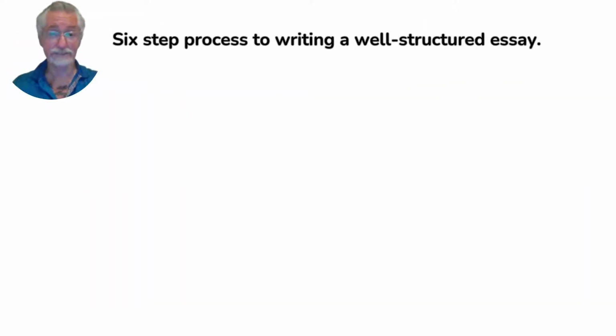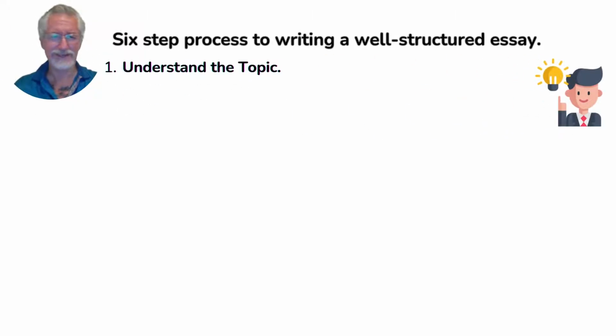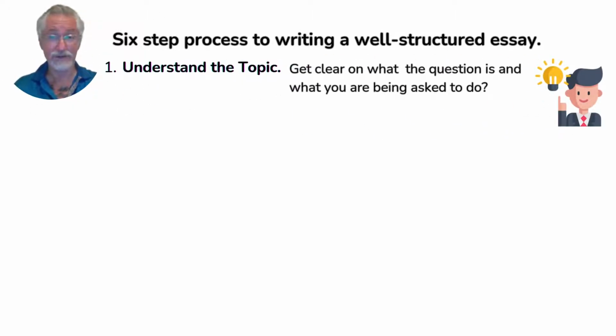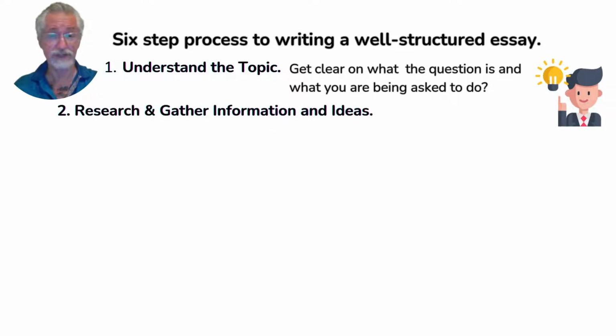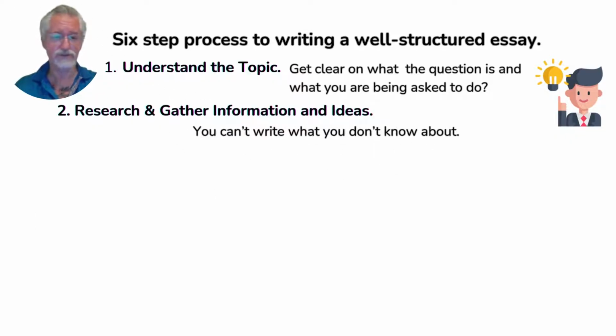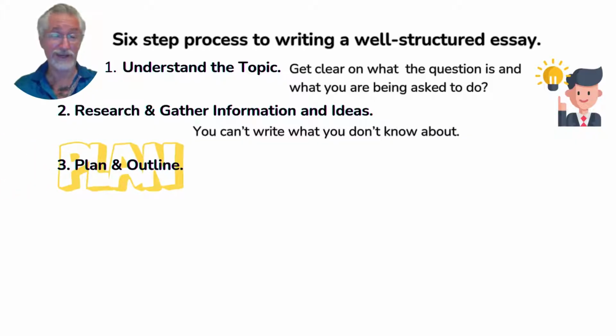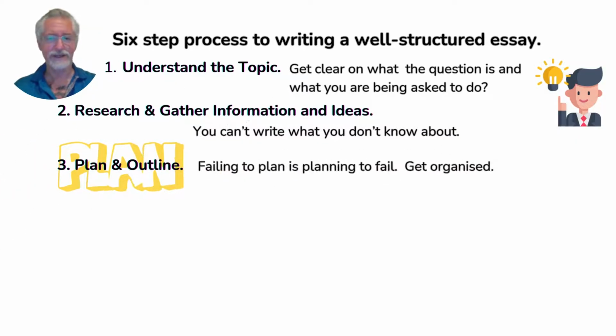Okay, the 6 steps to writing a well structured essay are: number one, understand the topic. Get clear on what the question is and what you're being asked to do. Number two, research, gather your information and ideas. You can't write what you don't know about. Once you've done one and two, then it's time to plan and outline your essay. There's an old saying, failing to plan is planning to fail, and that's certainly true with essays as well. Get organized before you start to write.